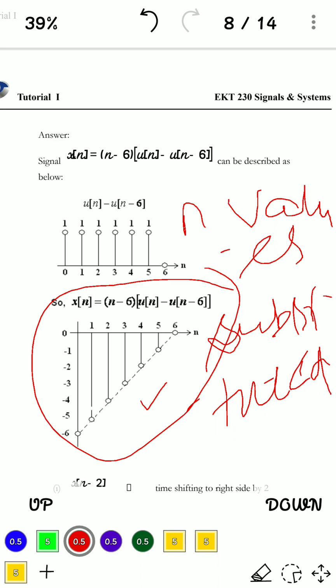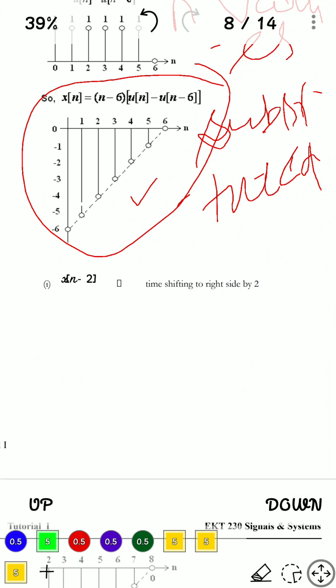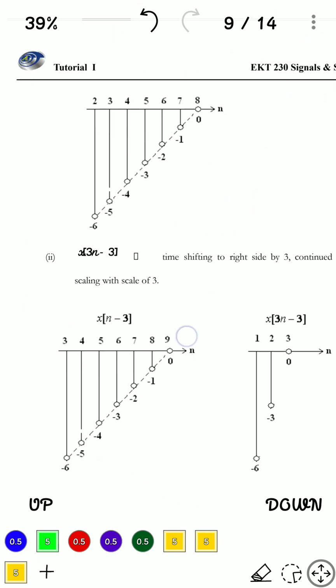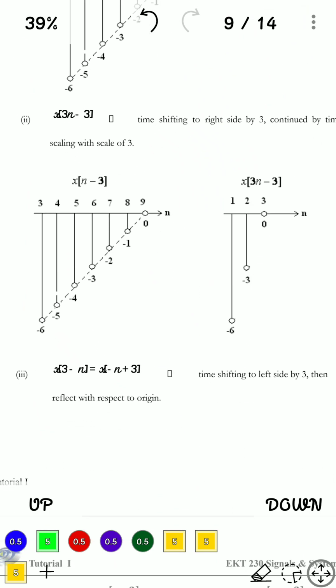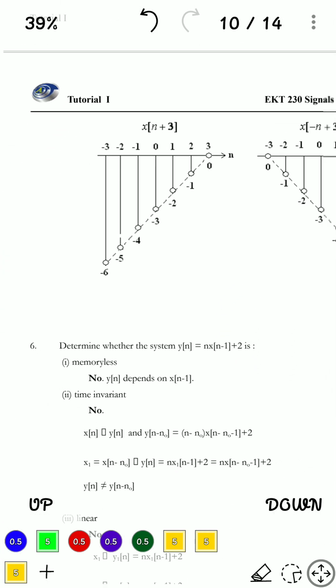And then here you can see that he has taken values till 6, and we have taken the values till 6 and constructed the signal, right? So this is what is done. Here he has constructed this x of n minus 2 as well as this x of 3n minus 3, right? All these things he has constructed, and he has also constructed x of 3 minus n, that is equal to x of minus n plus 3.